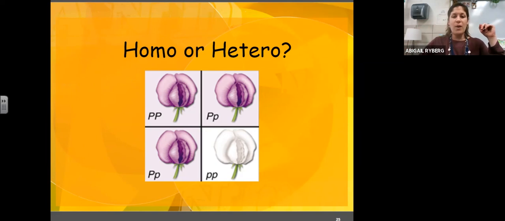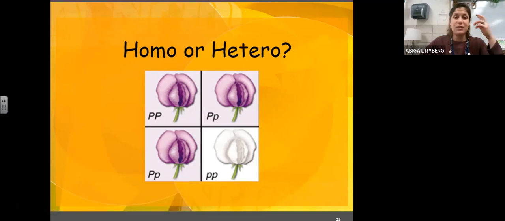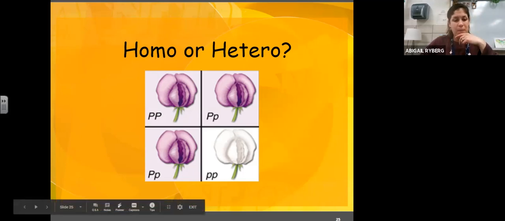Okay, so homo or hetero. Big P, big P here is going to be homozygous. Big P, little p is heterozygous because it's one big and one little. Heading down here to the white flower, little p, little p, that would be homozygous because they're the same. And then big P, little p here again is going to be heterozygous because it has two different alleles.